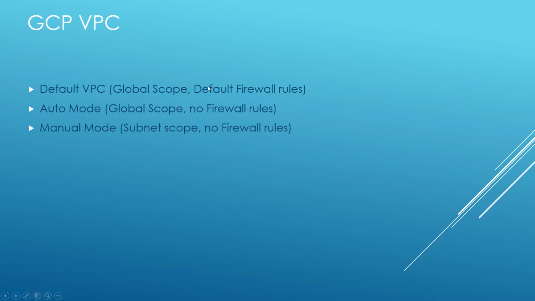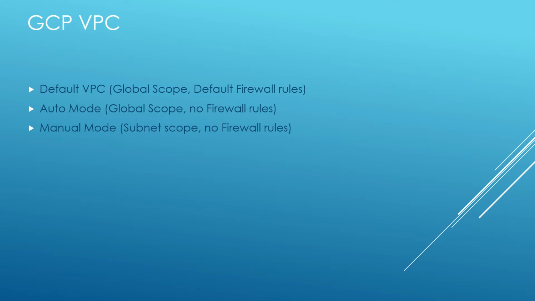There are three possible configurations. The first one is default VPC. This is created by Google by default. And this is global scope and it has default firewall rules. Global scope in the sense it is going to span across all the subnets and across all the regions. I'm going to talk about the default firewall rules with the default VPC at a later point of time.